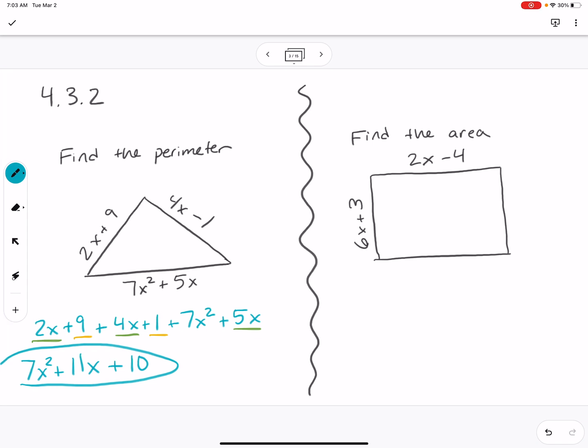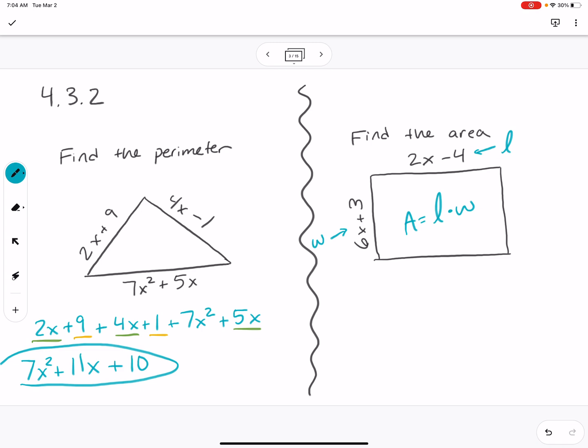All right, now let's look at our area. Here we have a rectangle. If you have something other than a rectangle, you need to think of what that formula is. But we know for a rectangle, our area formula is length times width. So let's say that this is our length and this is our width. It really wouldn't matter which one you labeled which. All we have to do is multiply them.